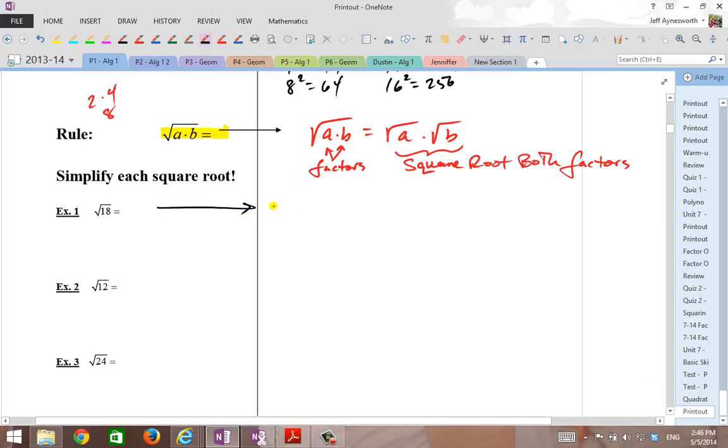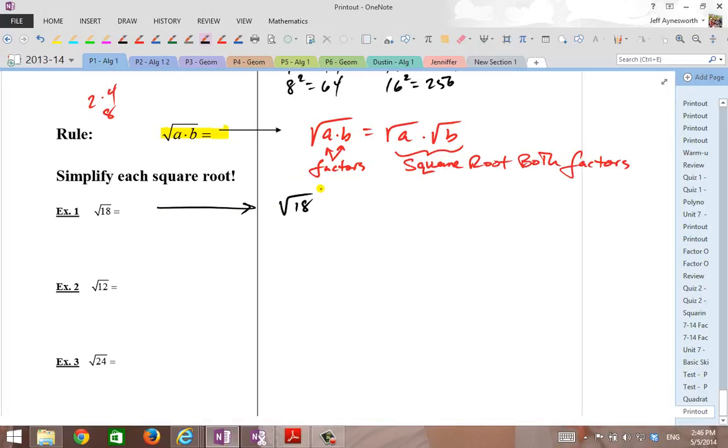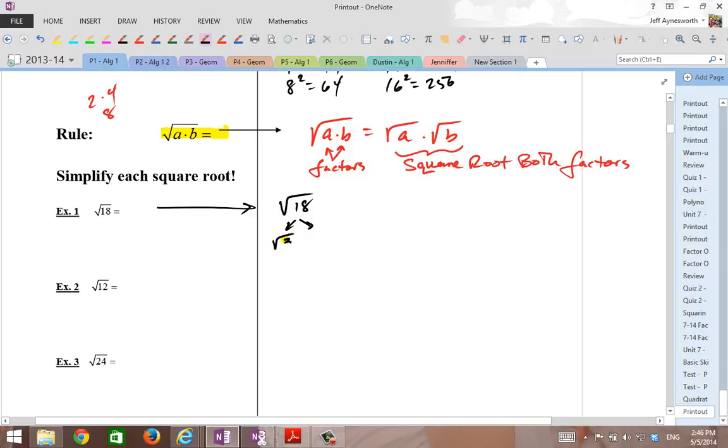Let me play with some numbers here. Let's take a look at root 18. Now we have a couple potential possibilities for factors of 18. We know that 3 times 6 is 18. We know that 2 times 9 is 18. But what's the better choice? So let's analyze one by one. We're going to split the root into 2 factors. A root times root is a root. So the root of 3 times the root of 6 is the root of 18.